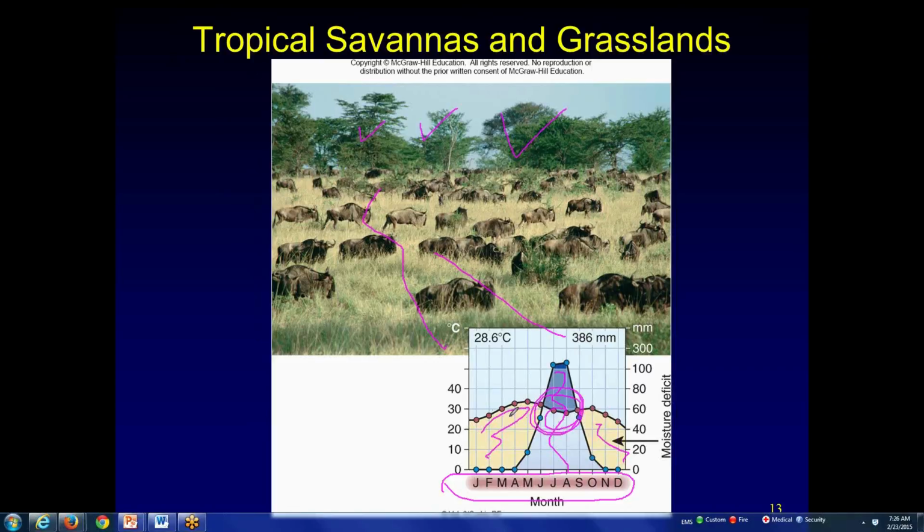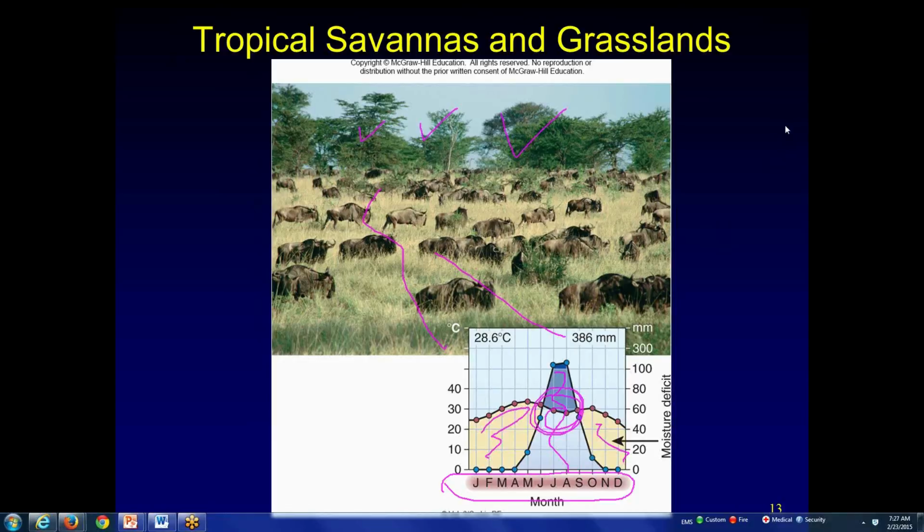But there's not that much fluctuation in temperature as compared to what we'll see in temperate areas like where we live. And so there's little fluctuation here, but a great deal of fluctuation in terms of precip. And of course, these organisms have to take huge advantage of the wet season when there's plentiful grass available.